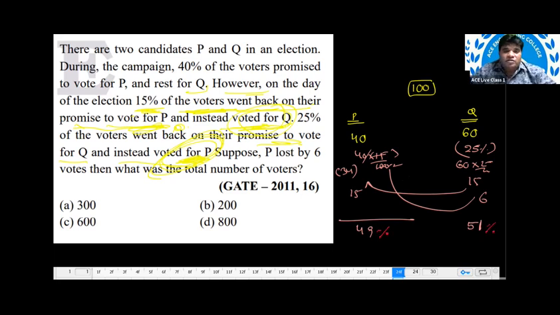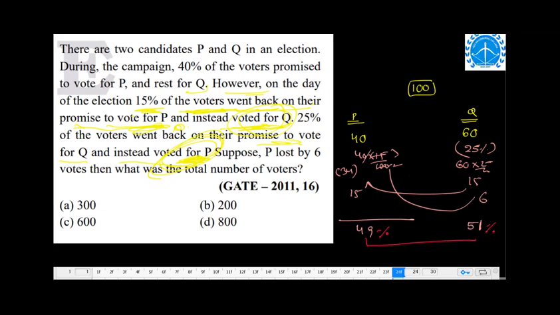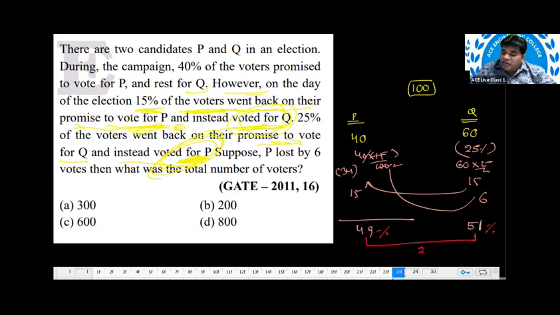Girija, check it clearly once again. Oh, reverse. 49 and 51. Percentage gap is 2%. Votes gap is 6. So 2% is 6. I want 100%, meaning the answer is 300.